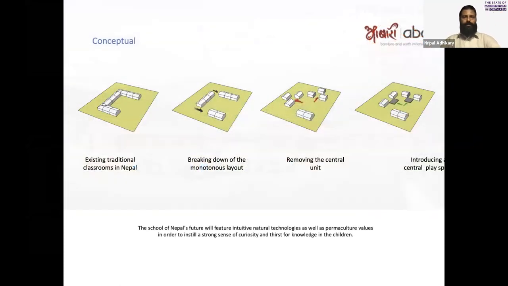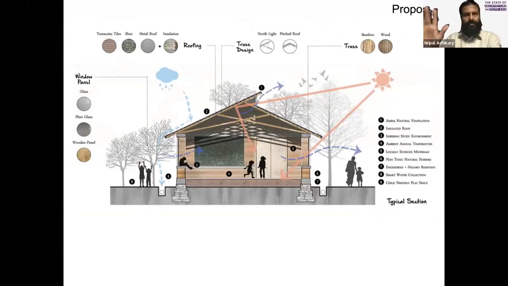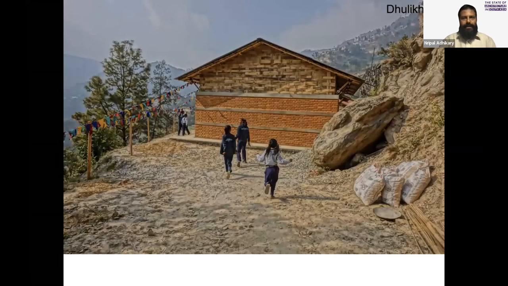We took the traditional design and broke it down. We didn't want to go drastically in the design. We just wanted to make it modular, so it becomes more inspiring to be inside, with better insulation, better paint, and rainwater harvesting. And we made it open source, with earth and bamboo.